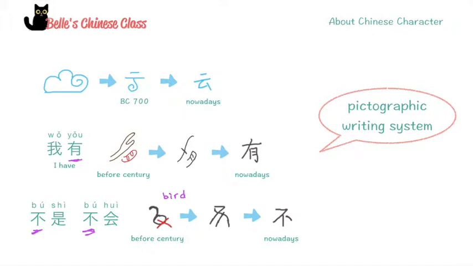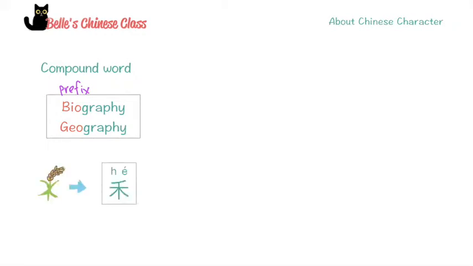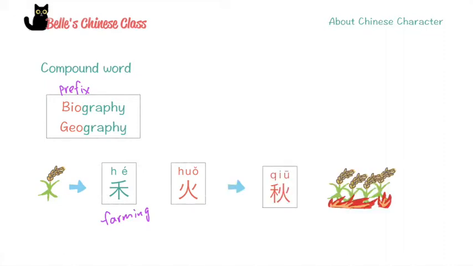However, as society develops and more characters are needed, you can't draw unique pictures every time to make up a character. That's too complicated. Therefore, we have compound words. Similar to English, where we have prefixes and word roots, as in biography and geography, Chinese has compound characters. Let's look at this Chinese character. The character 禾 means crops in farming, and we learned 火, which means fire. So if we combine these two characters together, we get 秋, which means autumn.